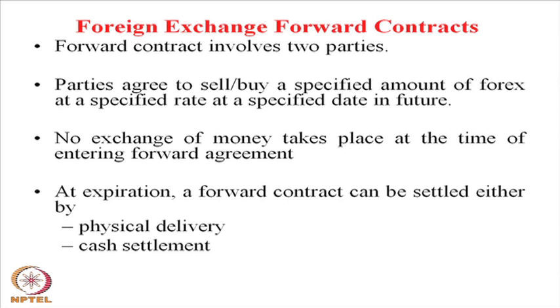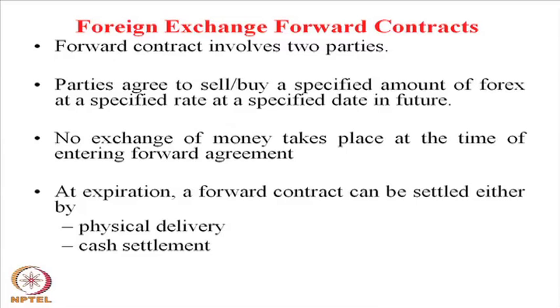Then what do the parties do? The parties agree to buy or sell a specified amount of forex at a specified rate at a specified date in future. Suppose the foreign currency is coming as inward remittances for an exporter. Agreeing to buy means the authorized dealer agrees to buy the inward remittances of the exporter for a particular amount. So, the amount is fixed at a particular rate.